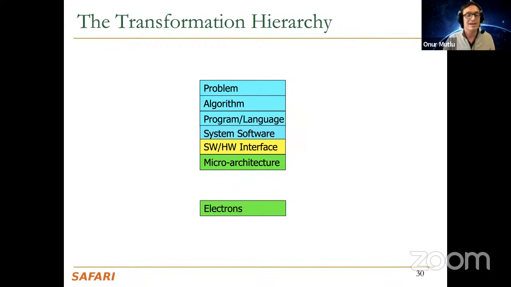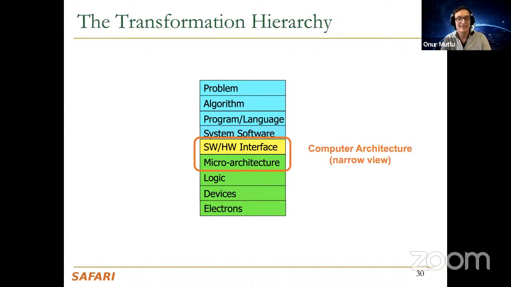The instructions get implemented in microarchitecture, as we will discuss a lot. And those get implemented in the logic gates. And then those get implemented by the transistors and different kind of devices, capacitors, for example, which operate based on the principles of physics and electrons in the end. So this is the transformation hierarchy. And this is where computer architecture sits in that transformation hierarchy. It's really the hardware software interface and the implementation of it, microarchitecture.